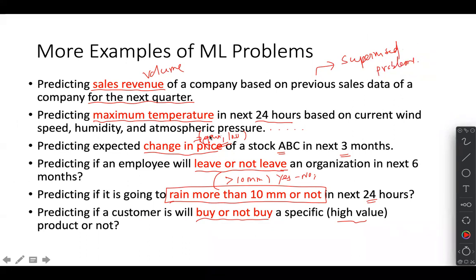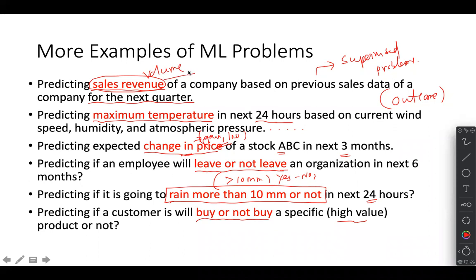Because for most of these problems we need some historical data, and we would have evidence of how different factors have influenced the outcome, and based on that we'll build a model and then predict in the future. But if you look at the outcome itself here, the outcome variable, right? For example, here it's sales revenue, it's maximum temperature, it's a change in price, that's a percentage of change, or leave or not leave.